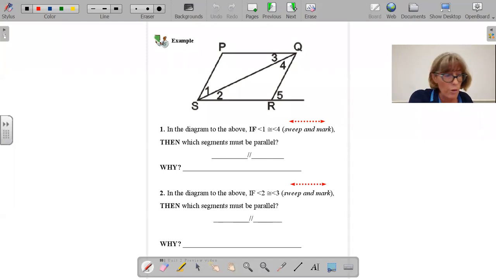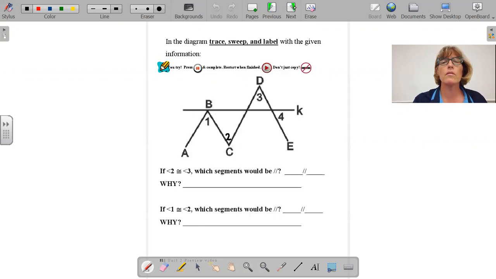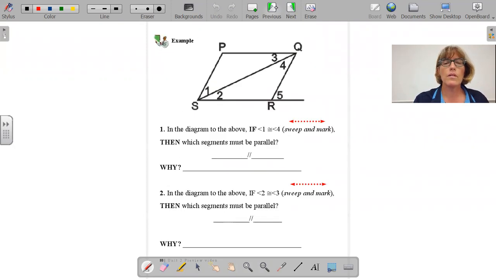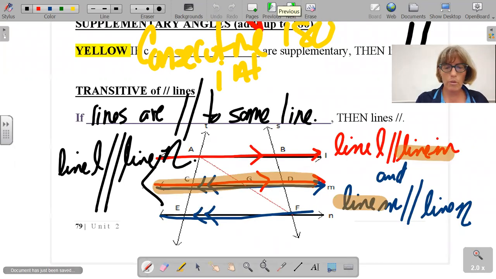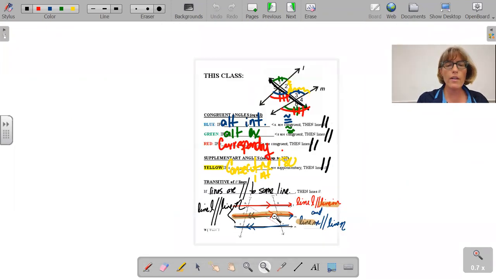Let's continue with our theme of proving lines parallel. Remember, there's 5 ways to prove lines parallel. Let's just count them. Alternate interior angles congruent, lines are parallel. Alternate exterior angles congruent, lines are parallel. Corresponding angles congruent, lines are parallel. Consecutive interior angles supplementary, lines are parallel.